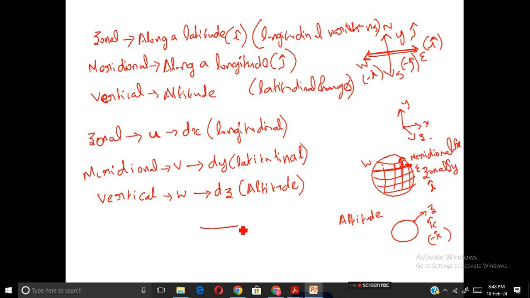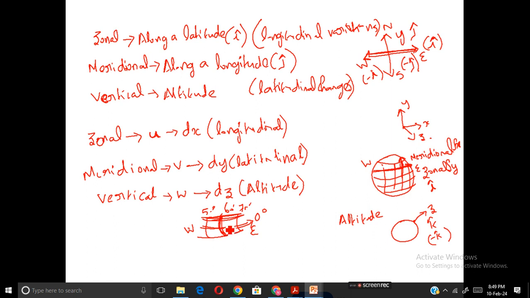Like suppose I'm moving around the 0 degree latitude. So the movement is west to east, right? At this point, the longitude will be around, suppose, 50. Then at this point, it is 60. Then again, it is 70. So the variations are coming in the longitude. So I am moving along a latitude and I am having longitudinal variations. And the other thing, meridional: I am moving along a longitude and I am having variations in the latitude. So that is dy.